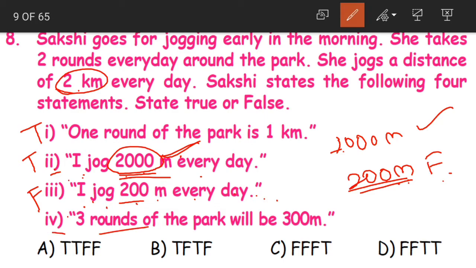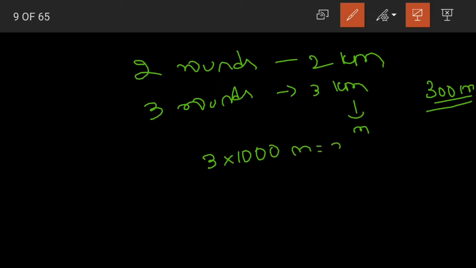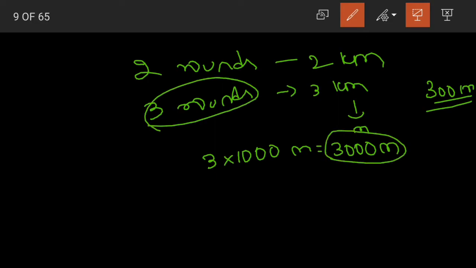Coming to the last statement: 3 rounds of the park will be 300 meters. Here 2 rounds are 2 kilometers. Then 3 rounds would be how much? Yes, 3 rounds would be 3 kilometers. But in the statement it is given that 3 rounds would be 300 meters. So let us convert this into meters and see. 3 into 1000 meters is equal to 3000 meters. 3 rounds are nothing but 3000 meters. But in the statement it is given that 3 rounds are equal to 300 meters.